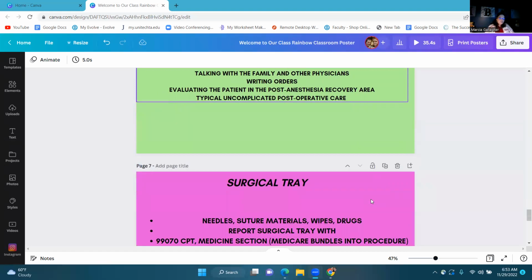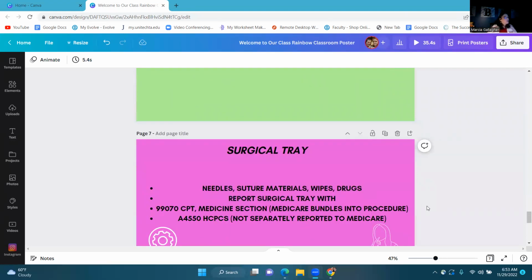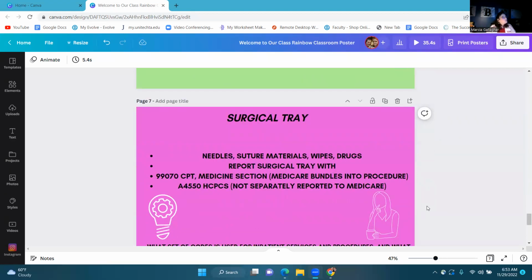So let's talk about our surgical tray. What is actually on a surgical tray? Needles, suture, materials, wipes, drugs. You're going to report the surgical tray with 99070. It's in the medicine section, and it's bundled into the actual procedure. It is charged within your surgical package.